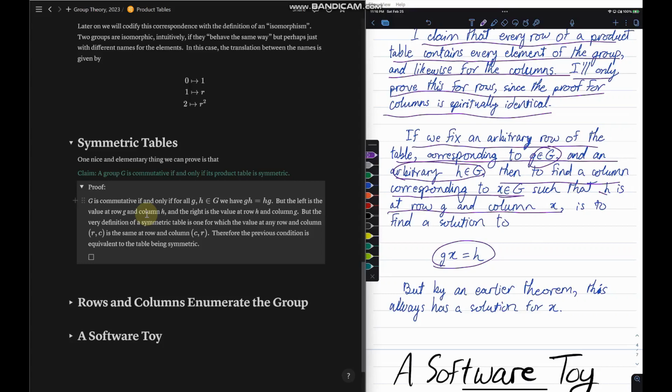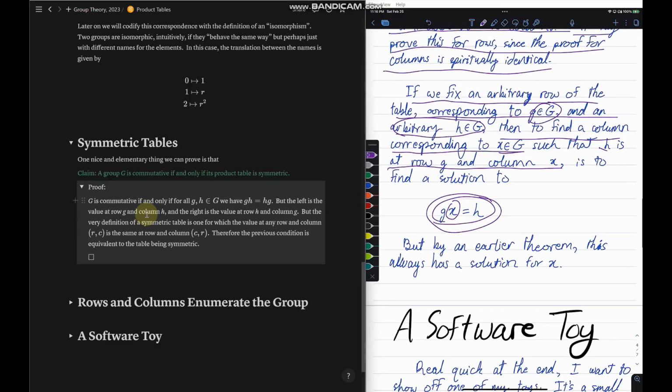So if we're trying to find the column x which has h in that column and g is the row, then this equation is what we would like to solve to find the column. By an earlier theorem, this always has a solution for x, and therefore this column exists. So what we have effectively shown is that on row g, no matter which h you pick, you'll always find a column with that h in it.